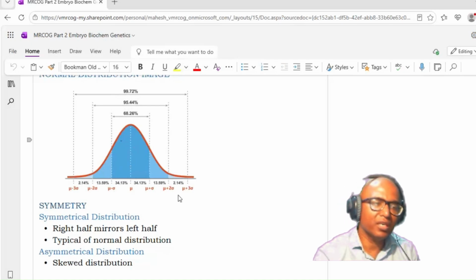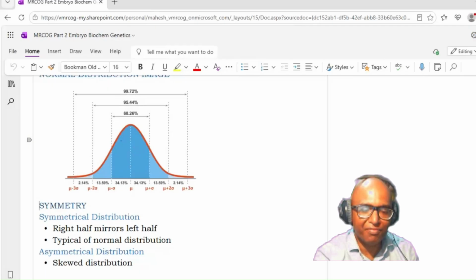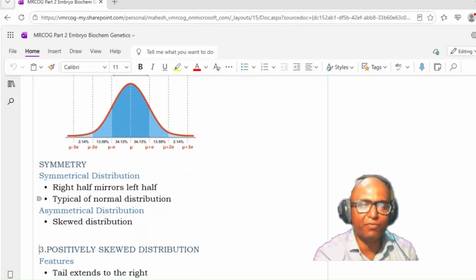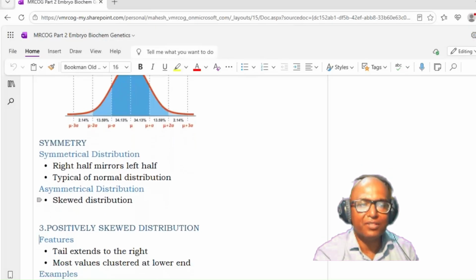In a symmetrical distribution, the right half will mirror the left half. This is typical of a normal distribution. Sometimes there may be an asymmetrical distribution, that is the skewed distribution. Now we will talk about the skewed distribution. Symmetry is one feature. In a normal distribution the right half will mirror the left half, but if there is a skewed distribution, you will find an asymmetrical distribution. The data may be positively skewed or negatively skewed.